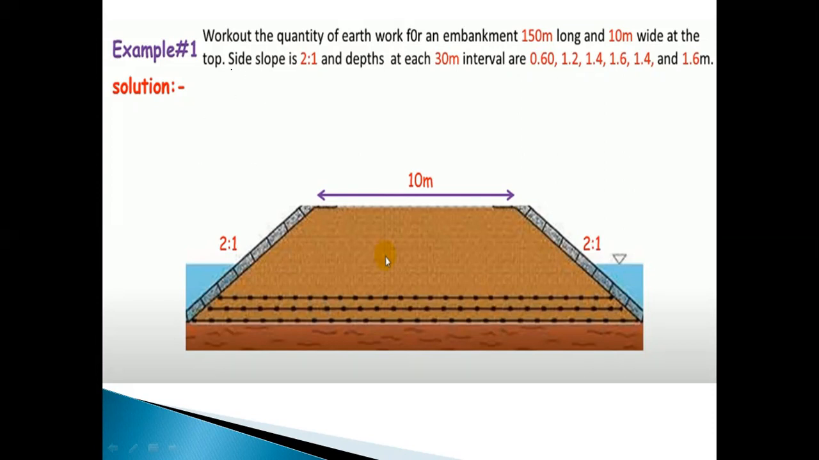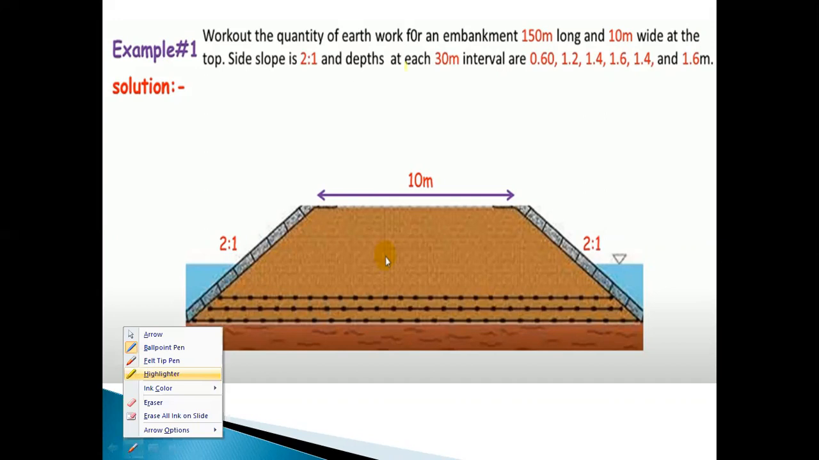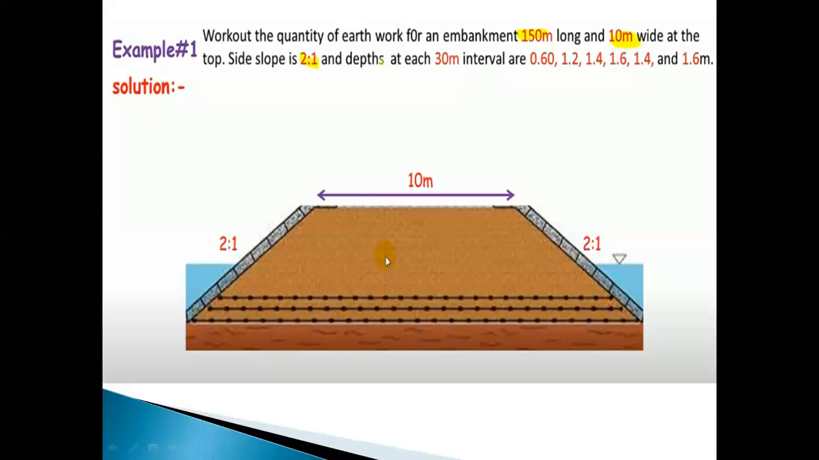So here it is the mean sectional area method. Given the data: the embankment is 150 meters long and 10 meters wide at the top. Side slopes are 2:1. So total length is 150 meters, width is 10 meters, side slopes are 2:1, and depths at 30 meters intervals are 0.60, 1.2, 1.4, 1.6, 1.4 and 1.6.